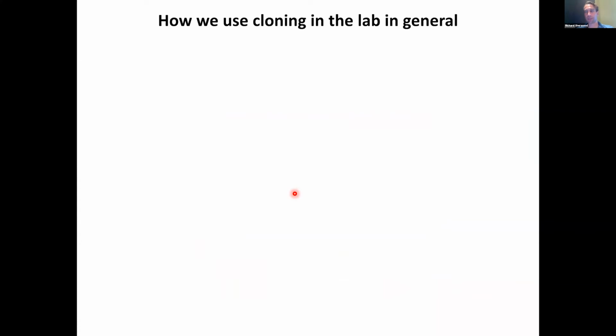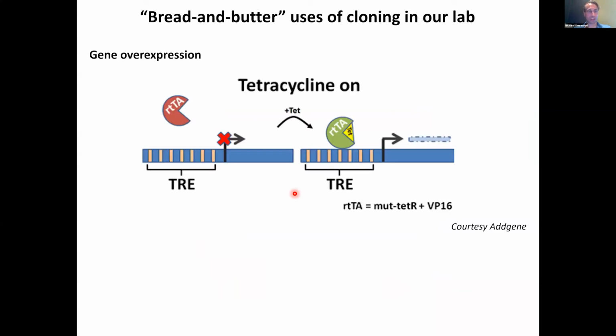And so now I'm just going to move forward to how we use cloning in our lab in general, and then go on to some specific examples. So in general, we're a genetics lab. So basically the two things we tend to do are make cells express more of a gene or less of a gene.